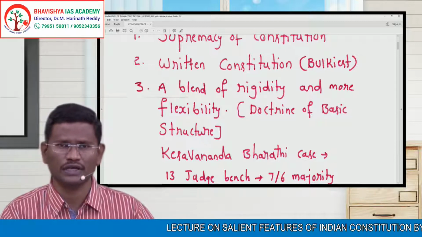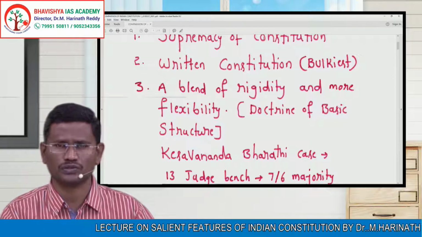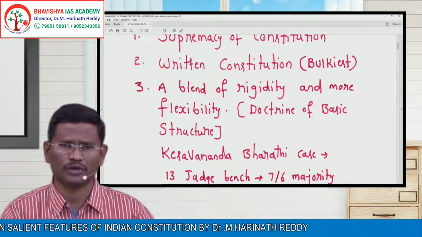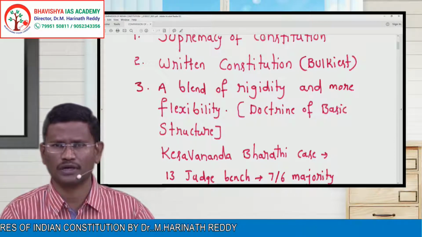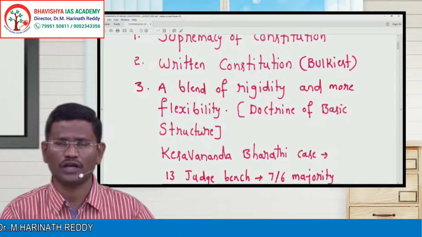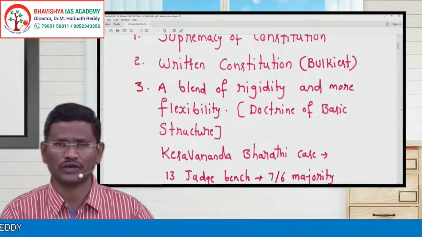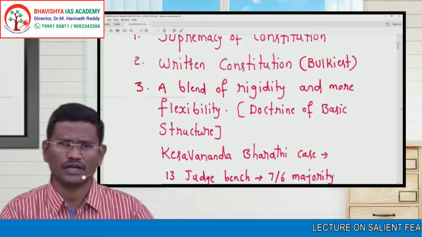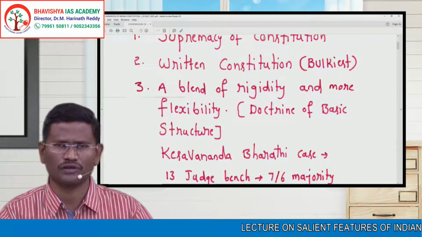A very good example is the recent 101st Constitutional Amendment Act relating to GST. This constitutional amendment bill was passed by the Parliament, Lok Sabha and Rajya Sabha, with a special majority. In addition, more than half of the state legislatures also gave their approval by simple majority. So these are the three ways of amending the Constitution of India.